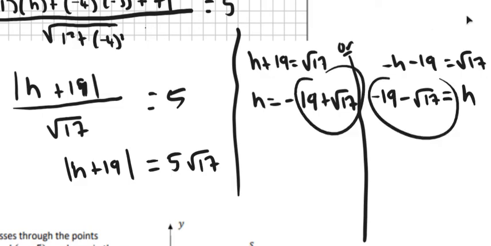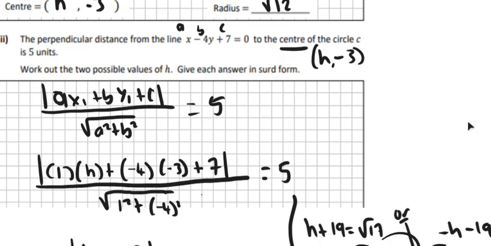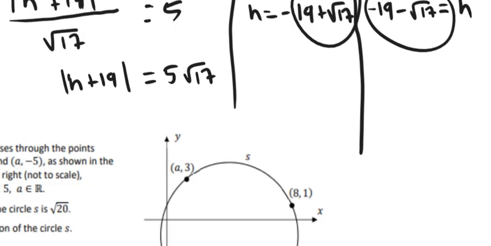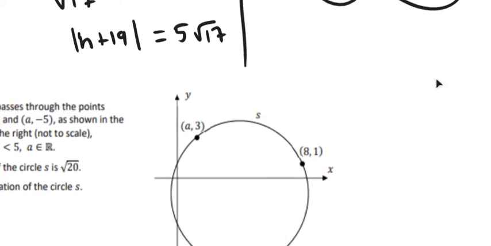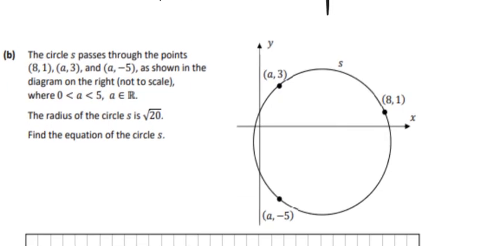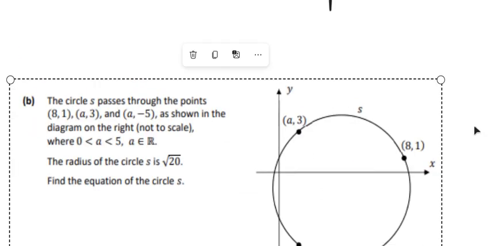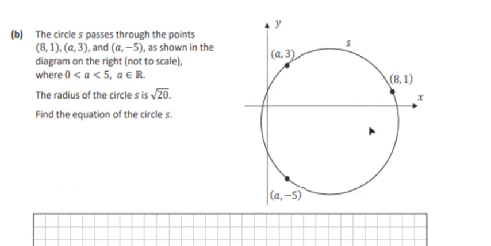So they wanted the answers in surd form, so that's it. So it's just sub into the formula. The formula is in the log tables, and then letting it be equal to 5 and just going and solving from there. Right, so part B then was trickier again.